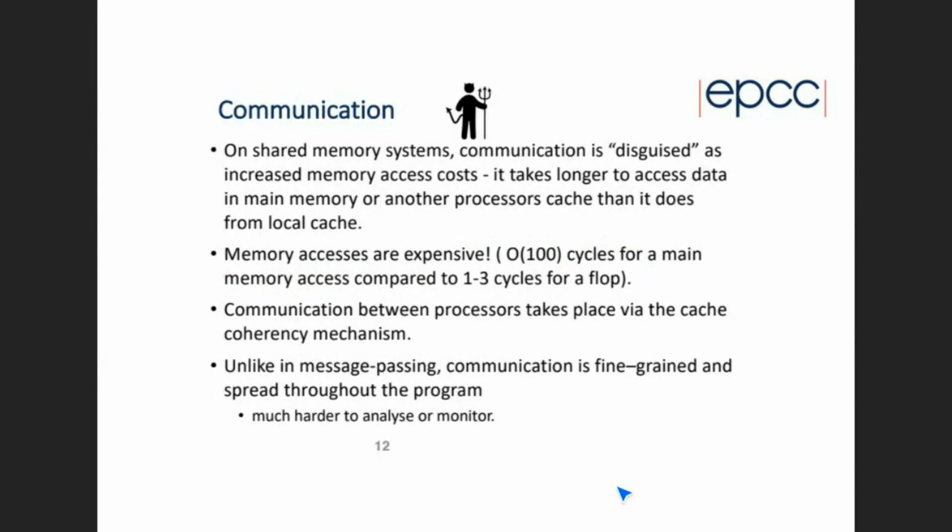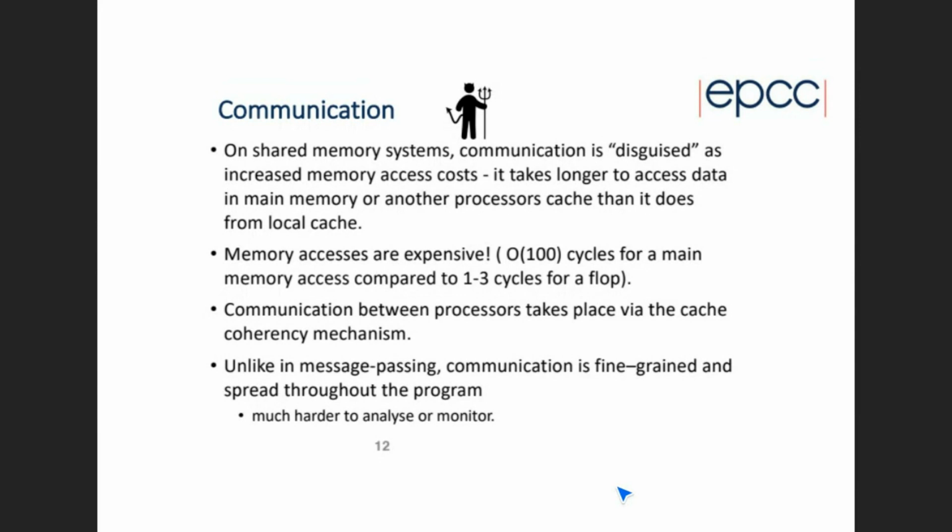Okay, so next one is communication, and in many ways this is the most difficult one both to think about and to solve if it's a problem. Okay. So what am I talking about with communication here? Well, on shared memory systems, we've got threads running on different cores, and they need to exchange some data with each other.